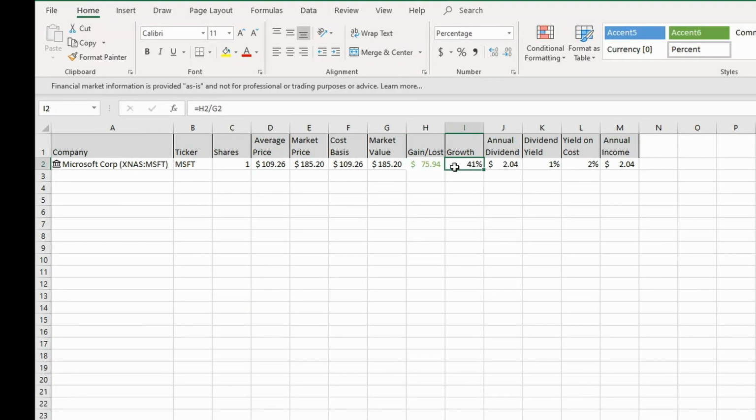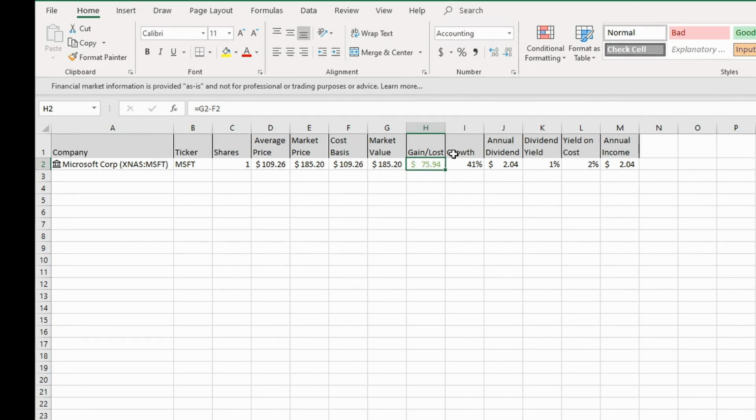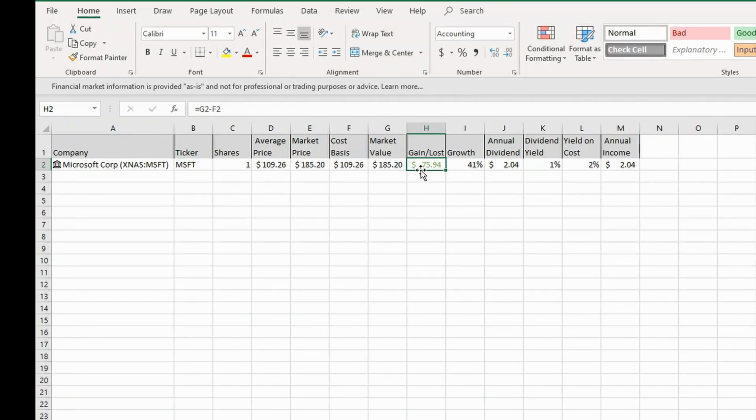And you can do the same thing for these. Basically, if it's greater than 0, it's going to make it green. If it's less than 0, it's going to make it red. That's basically it. That's all I do for this portfolio.